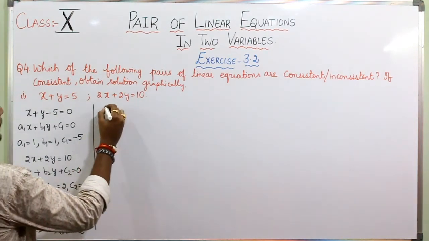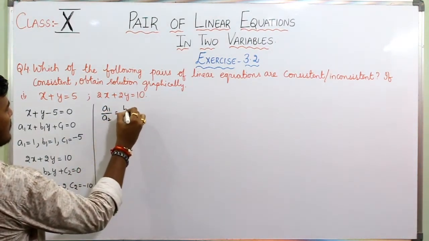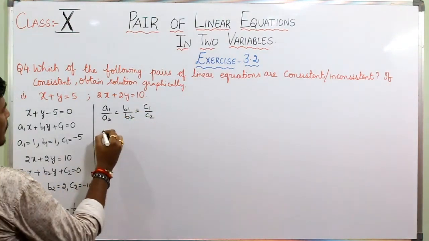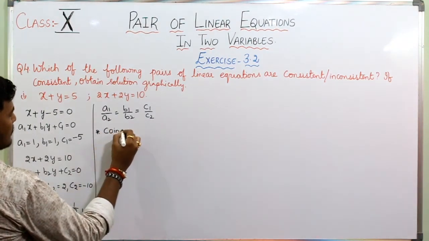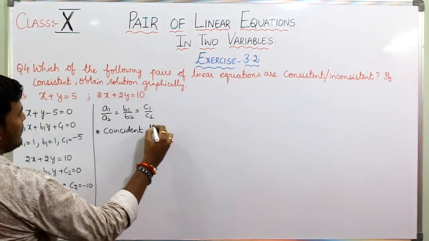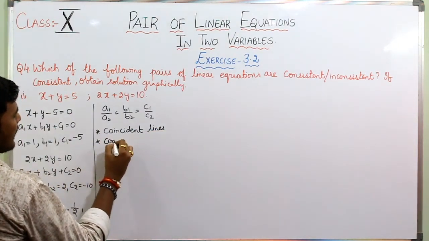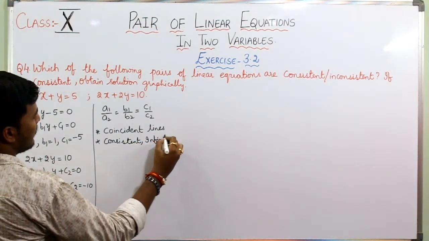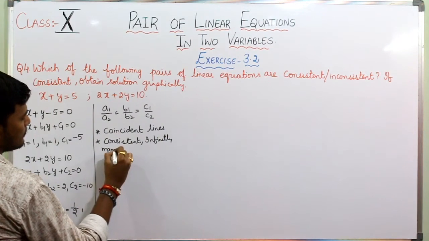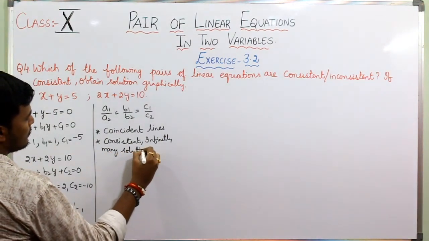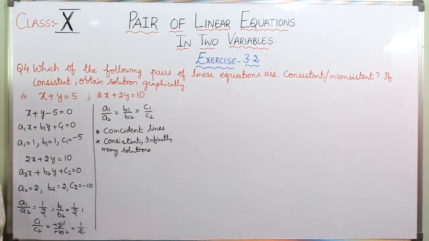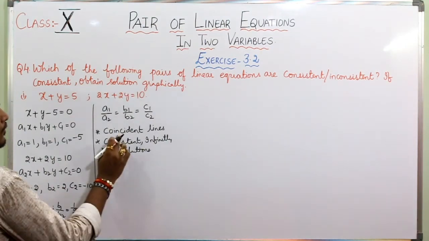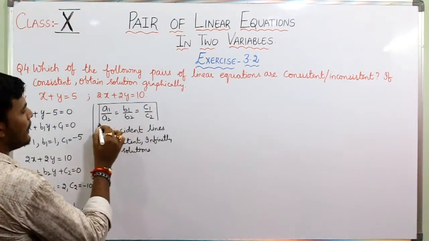So now we got the condition as a1 by a2 is equal to b1 by b2 is equal to c1 by c2. Then what are they? They are coincident lines, right? As they are coincident lines, they are consistent and have infinitely many solutions. Okay, let us find out those solutions graphically. These are forming coincident lines. As they are coincident lines, they will have infinitely many solutions.